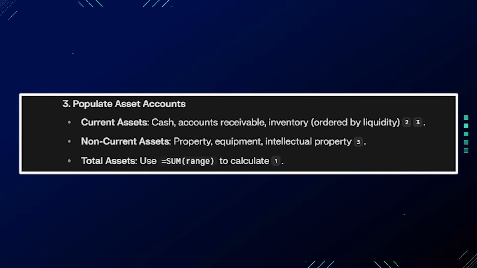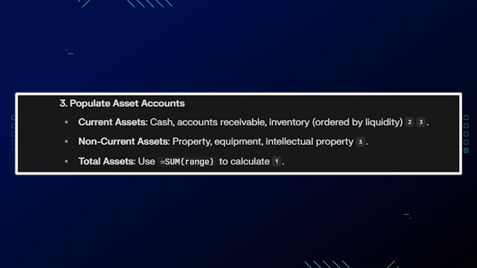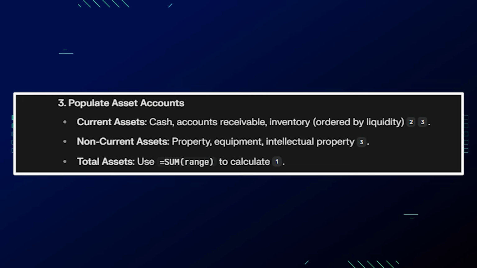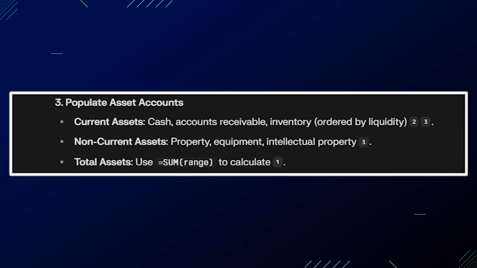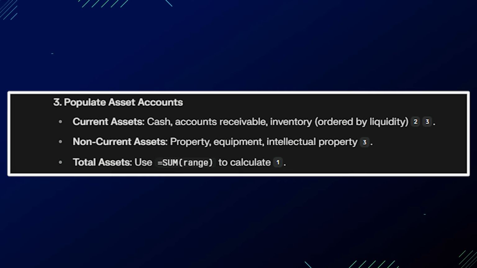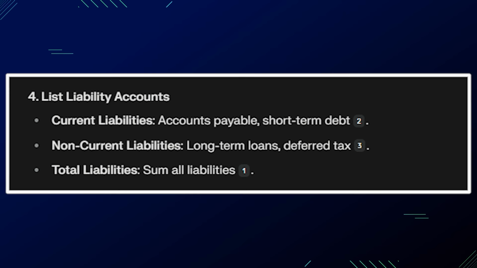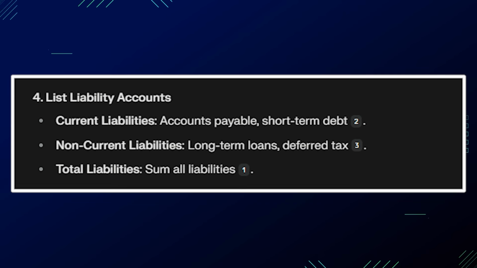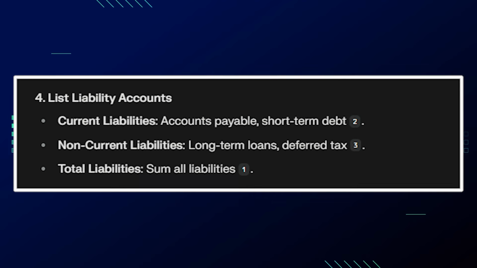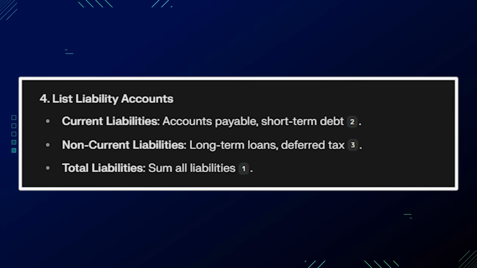Populate asset accounts. The current assets are cash, accounts receivable, and inventory, ordered by liquidity. Non-current assets are property, equipment, and intellectual property. For total assets, you can use the sum range formula to calculate. You can list liability accounts like current liabilities, accounts payable, short-term debt, and non-current liabilities like long-term loans and deferred tax. For total liabilities, you sum up all liabilities.